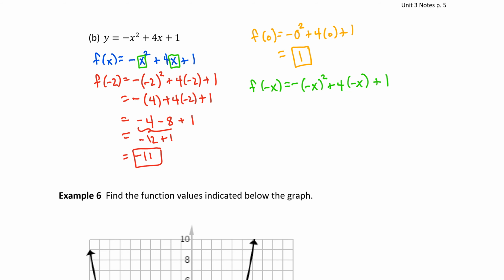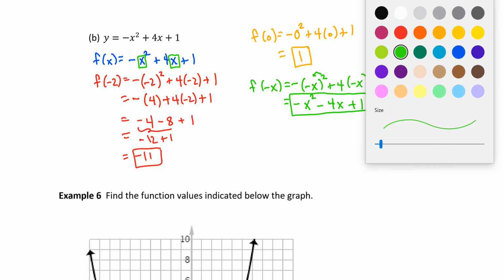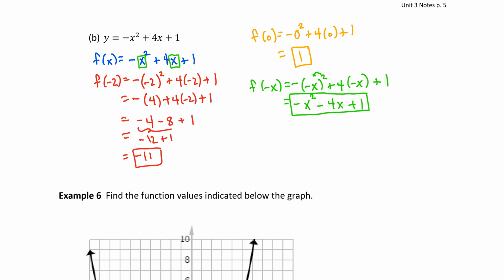Okay? Remember order of operations. We're going to evaluate the exponent first. -x times -x is +x squared. This negative comes down and waits patiently. We've evaluated the exponent, so we end up with -x squared. 4 times -x is -4x, and there's nothing left that we can simplify or evaluate, so we are done. Remember, don't set it equal to 0, don't solve for x. We'll eventually do that, but now our goal is simply to plug it in and simplify.